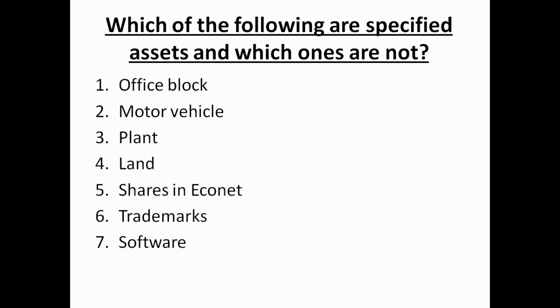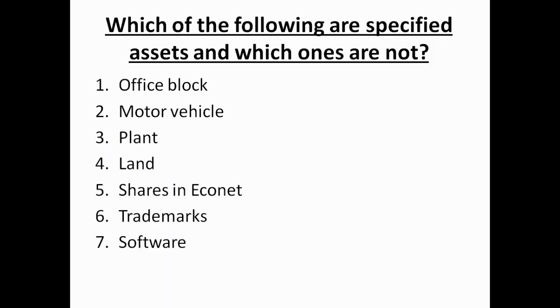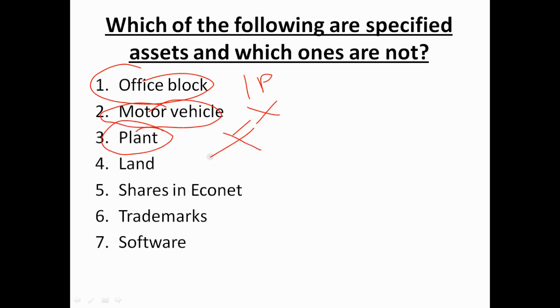there is a quiz again. Which of the following are specified assets and which ones are not? So using the criteria that we, on this slide, we said specified assets are immovable property and marketable securities. Here, now the question is saying which of the following are specified assets and which ones are not. So this one is immovable property. This one is not a specified asset. This one is not a specified asset. This one is immovable property. This one are marketable securities.